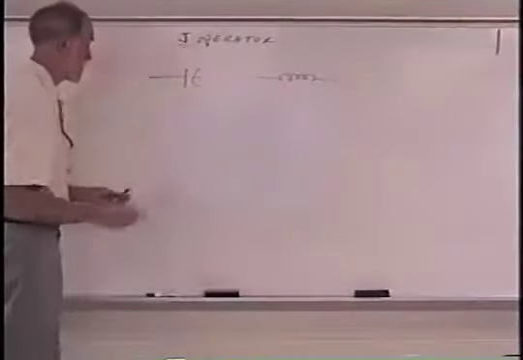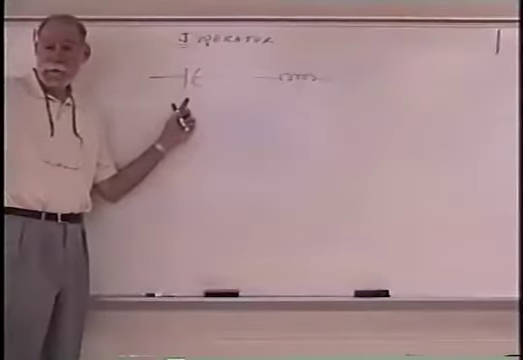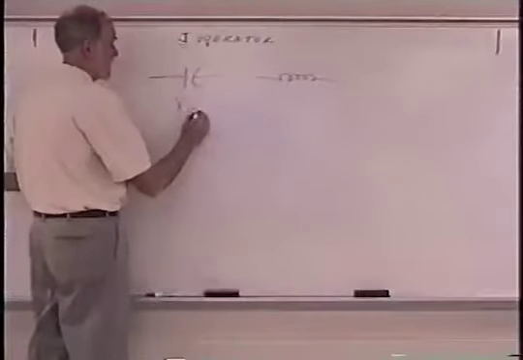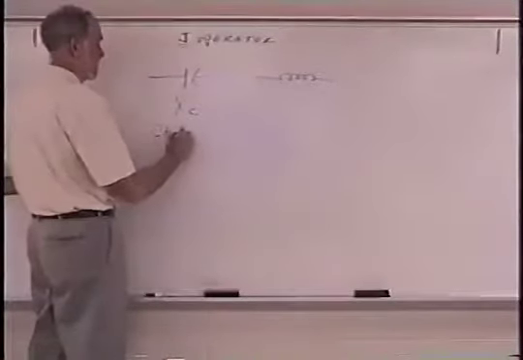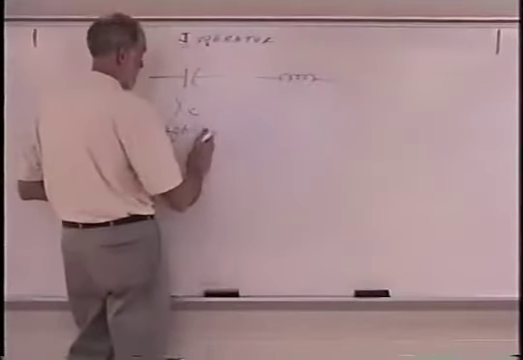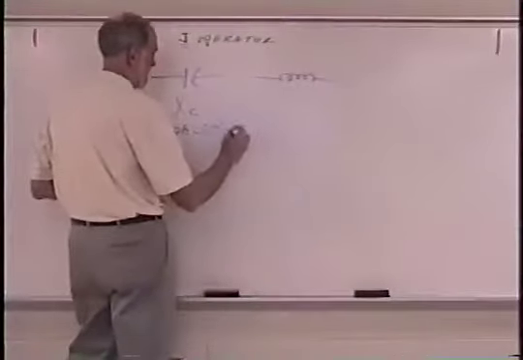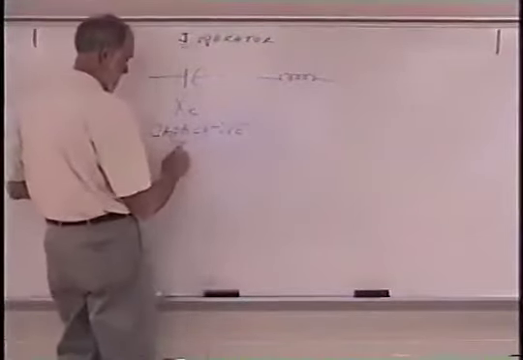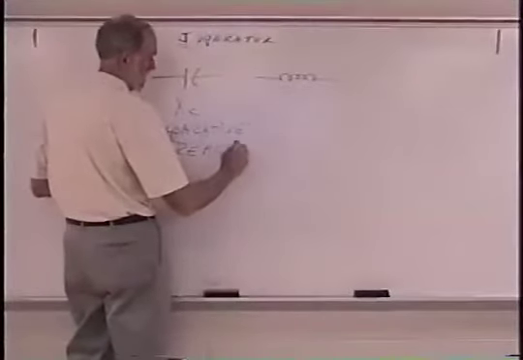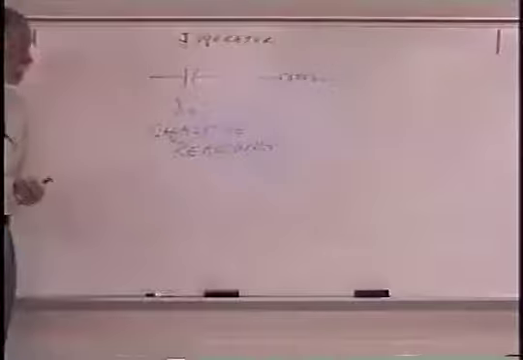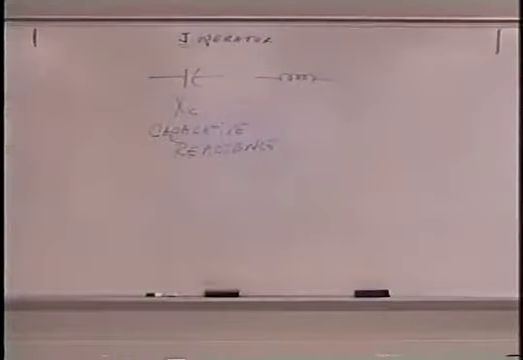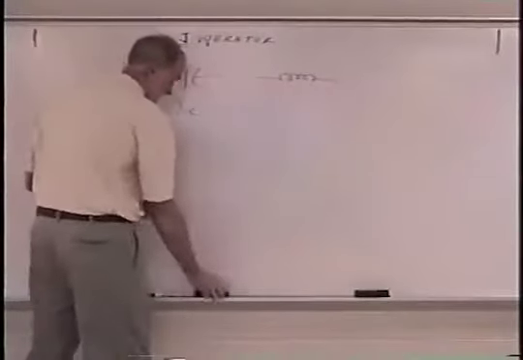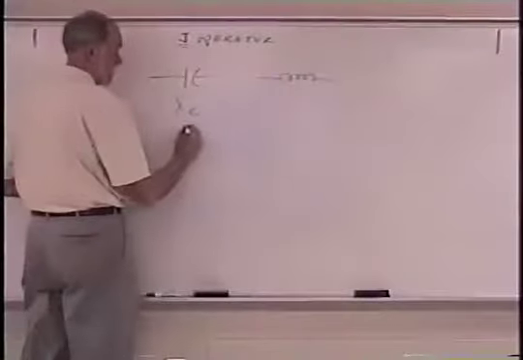That opposition to current that is due to the stored electrostatic charge on the capacitor is referred to as X sub C, or capacitive reactance. Okay? Capacitive reactance. Okay, now then, its units of measure are ohms.